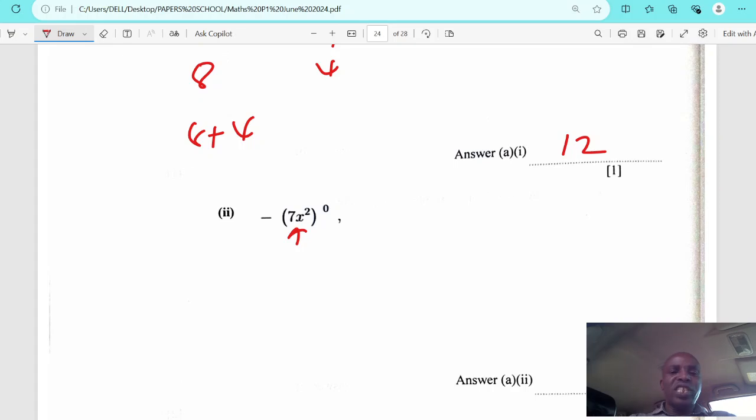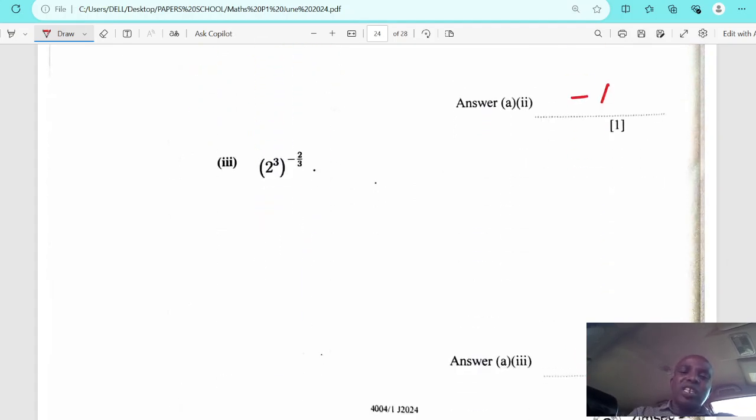Any number raised to the power 0, the result is 1, which means this whole thing inside the brackets will be converted to 1. And the minus is outside the bracket, so it's not affected by the power. Your answer is minus 1.